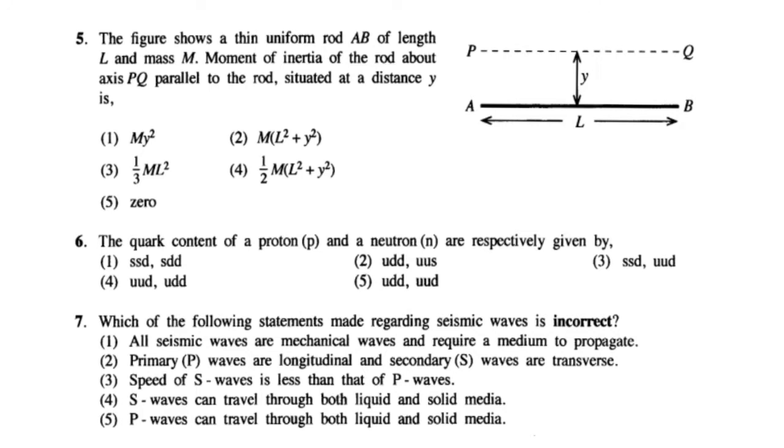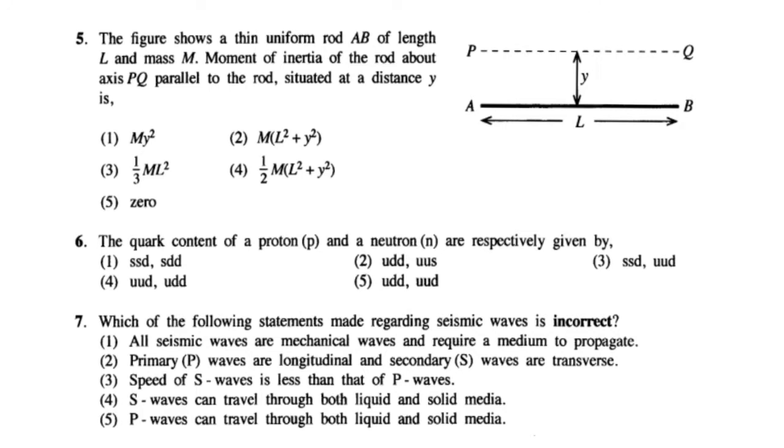There are different types of quarks: up quarks, down quarks, strange, charm, top, bottom, like that. So proton is made up of 2 up quarks and 1 down quark, and neutron is made up of 1 up quark and 2 down quarks. Answer is 4.